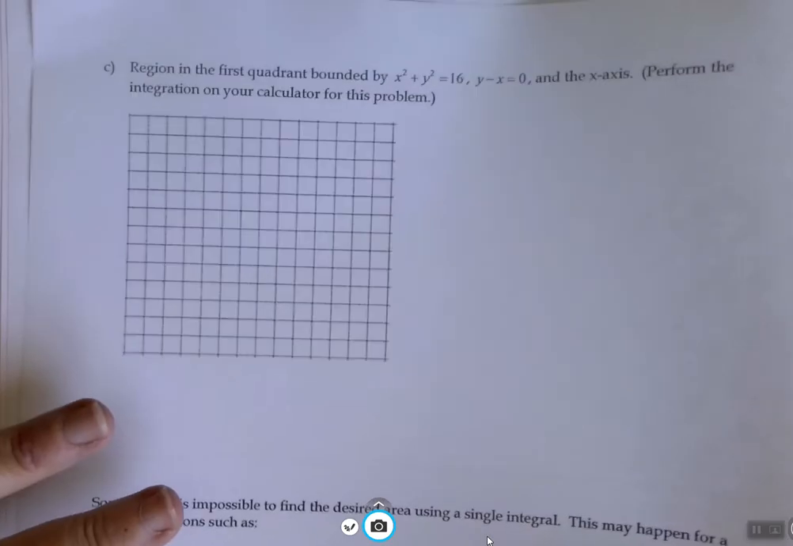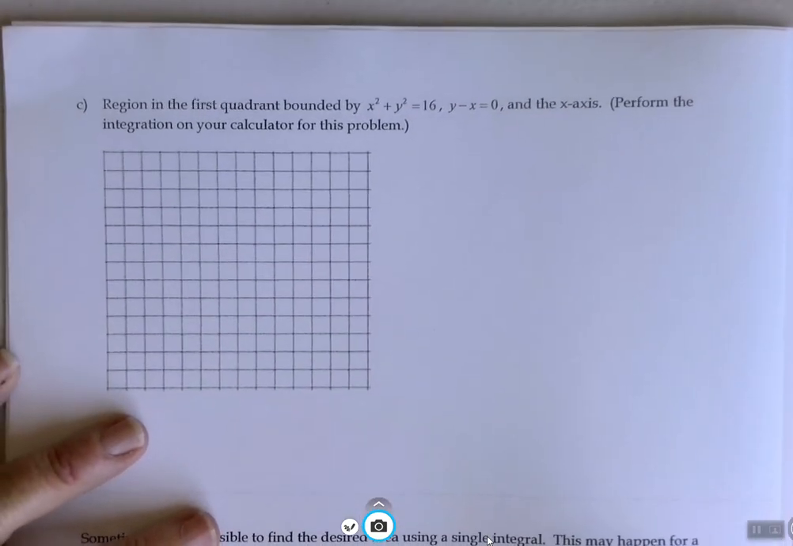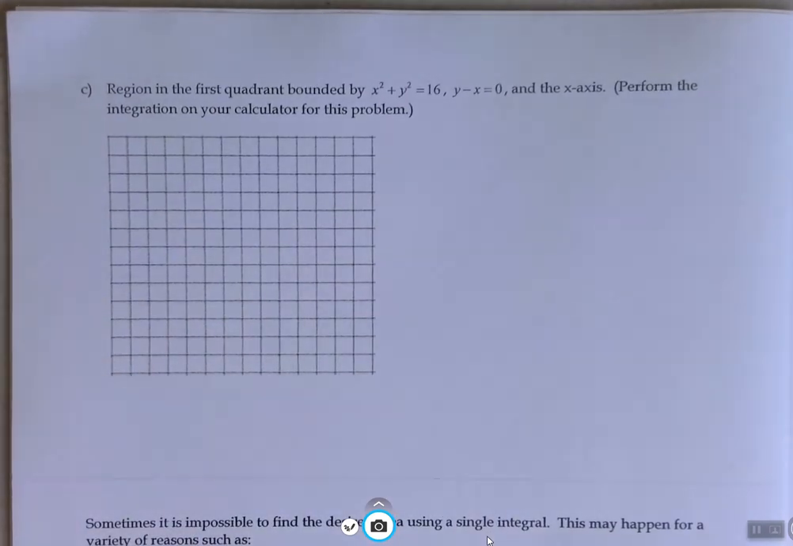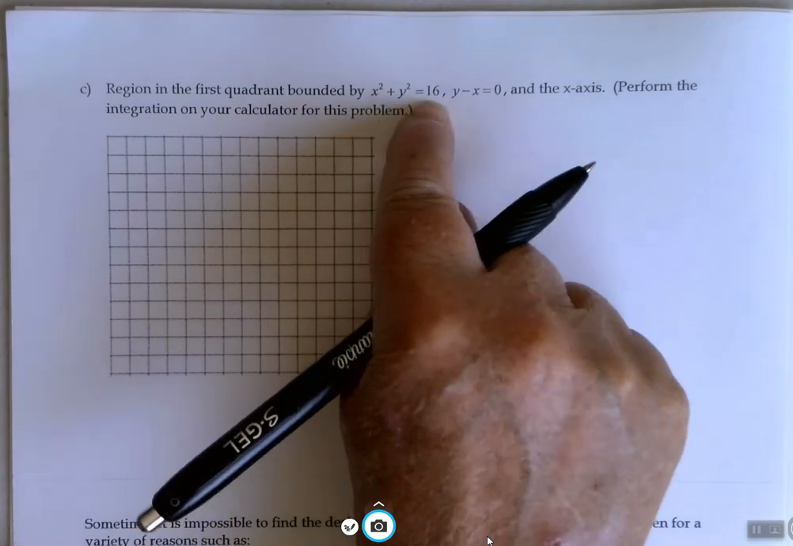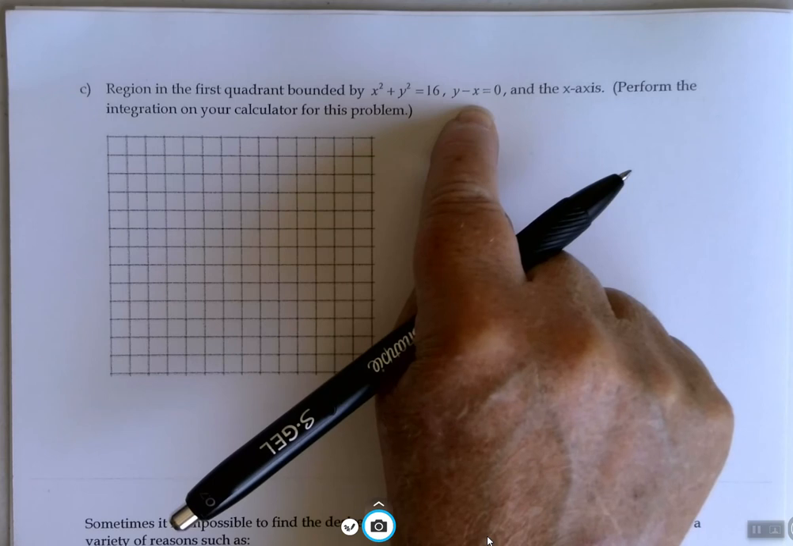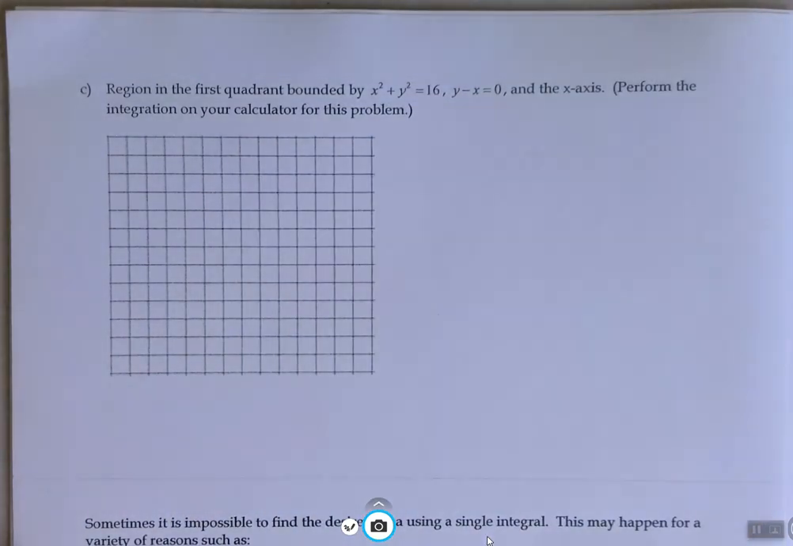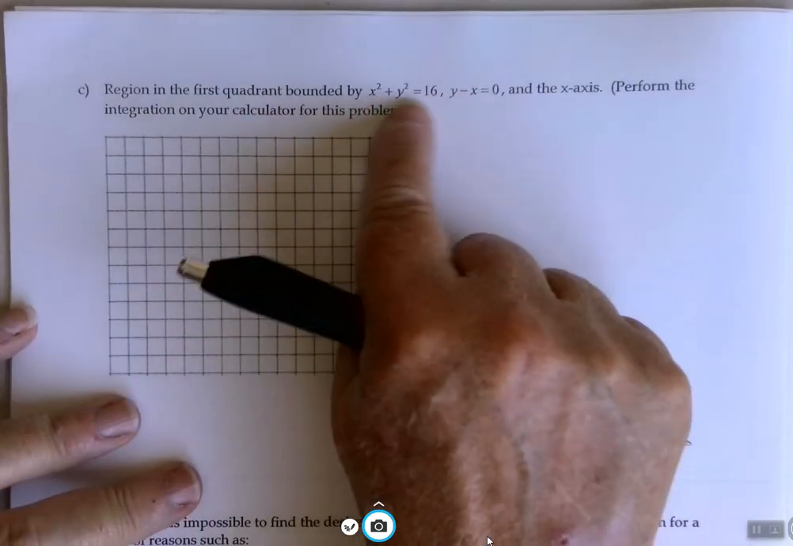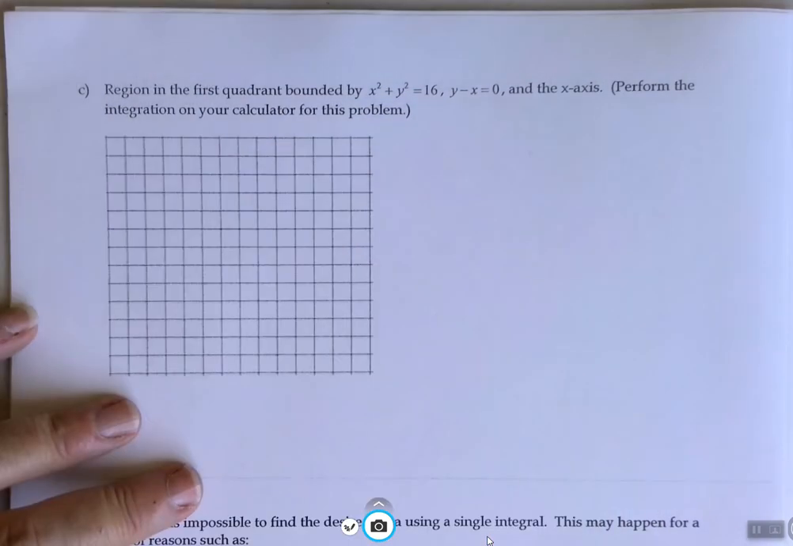All right, one more. This time I'd like the area of the region in the first quadrant, bounded by x squared plus y squared equals 16, y minus x equals 0, and the x-axis. We've been performing our integrations on the calculator, but it even specifies to do so this time. This is one I kind of hope you recognize. That's just a circle of radius 4, right?